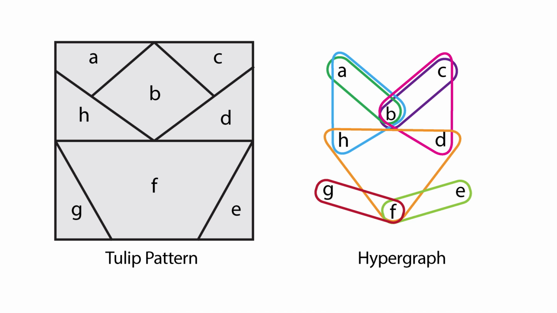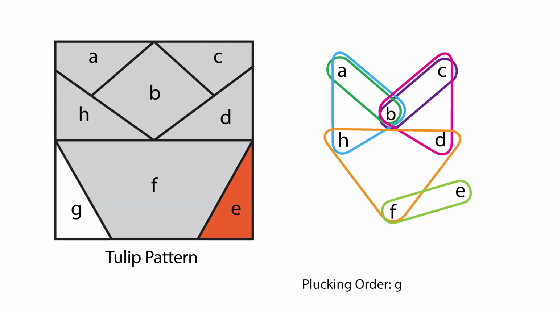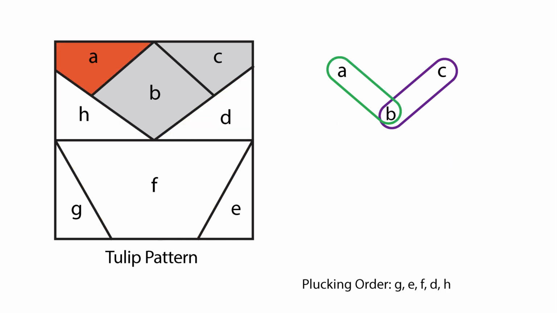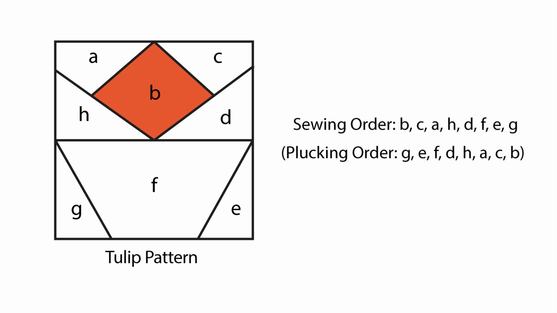We check this by iteratively plucking leaf hyperedges from the graph. Here, the hyperedge containing F and G is a leaf, because G is only contained in that hyperedge. So we pluck the hyperedge and remove G from the hypergraph. Next, we pluck the hyperedge containing node E, then F, D, H, A, C, and finally node B. Since we have plucked all nodes, the design is paper pieceable, and reversing our leaf plucking order gives us a sewing order for this design.